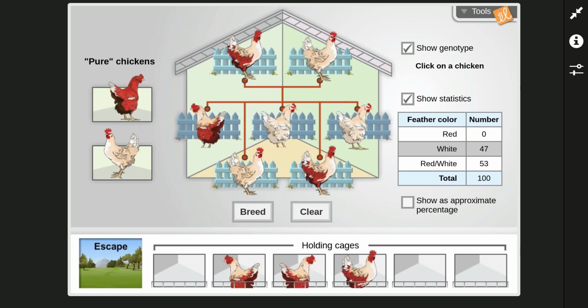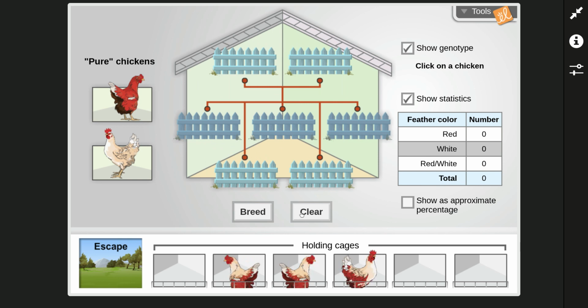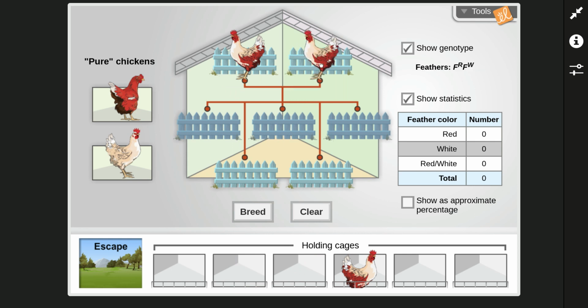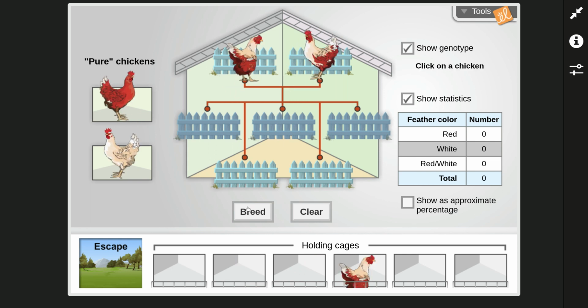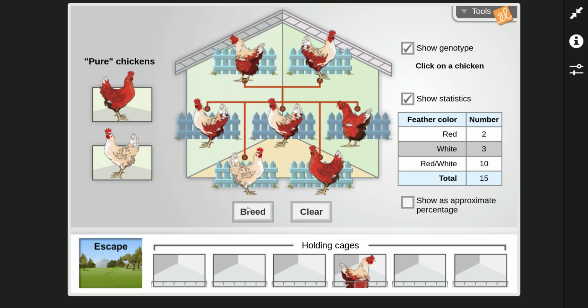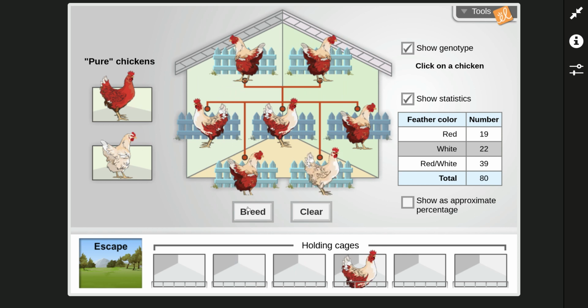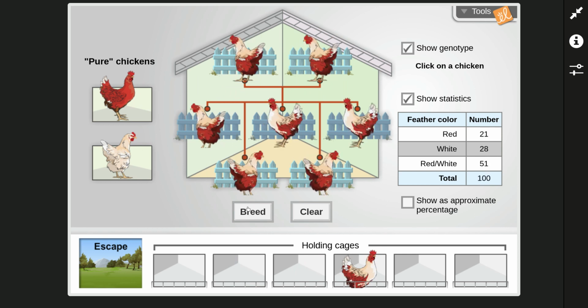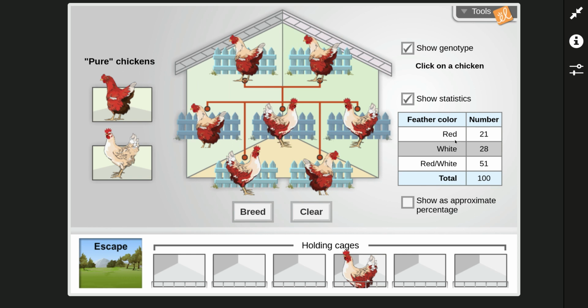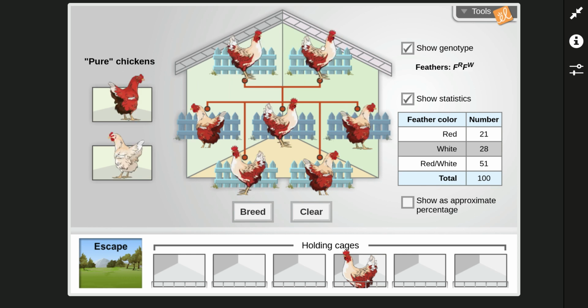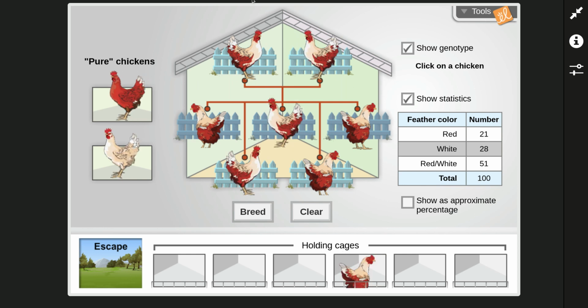Question 4 is having us drag another chicken from the holding cages. So we'll clear this, and we'll put 2 of the mixed genotype offspring in, and we'll breed them. With this, we can see we get some red. We'll go to 100 because it's just the easiest to see. It looks like about half are red and white, and 21 red, 28 white. So we get an idea that red and white is probably going to be our most common outcome for this.